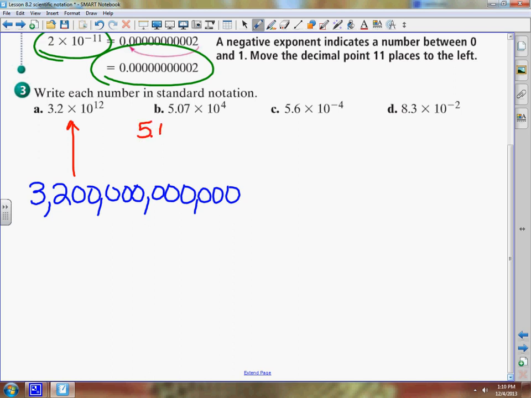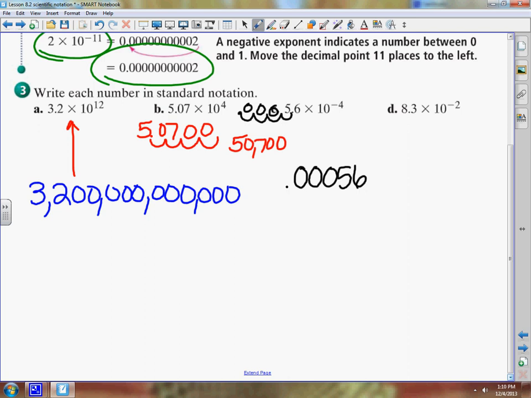5.07, so I move it 4 times. 1, 2, 3, 4. This is pretty easy. It's 50,700. This is a -4, so I'm going to move backwards 1, 2, 3, 4, and my number gets smaller. So this answer is 0.00056. And then my last one, I'm just moving back twice, so it's 0.083.